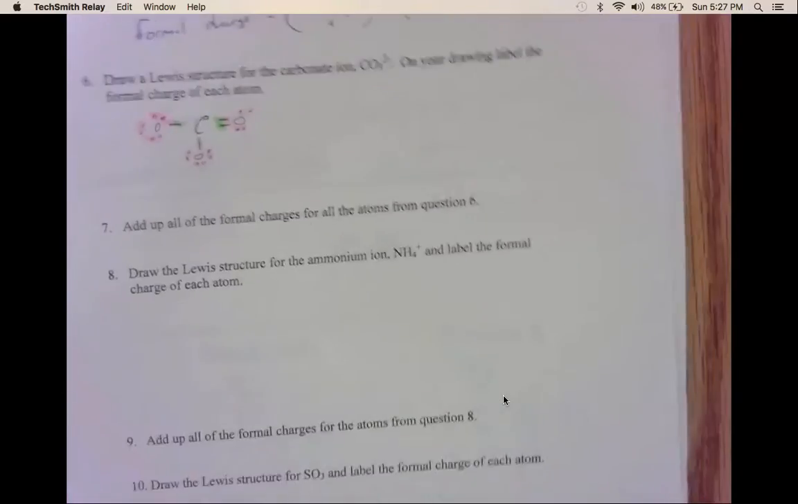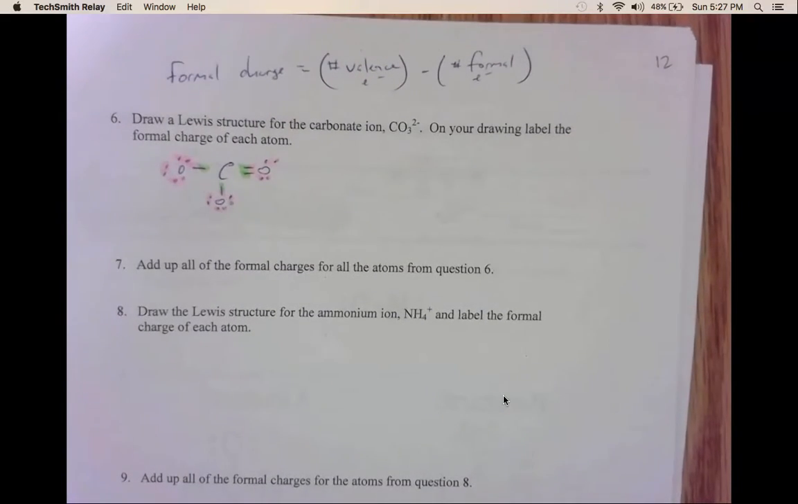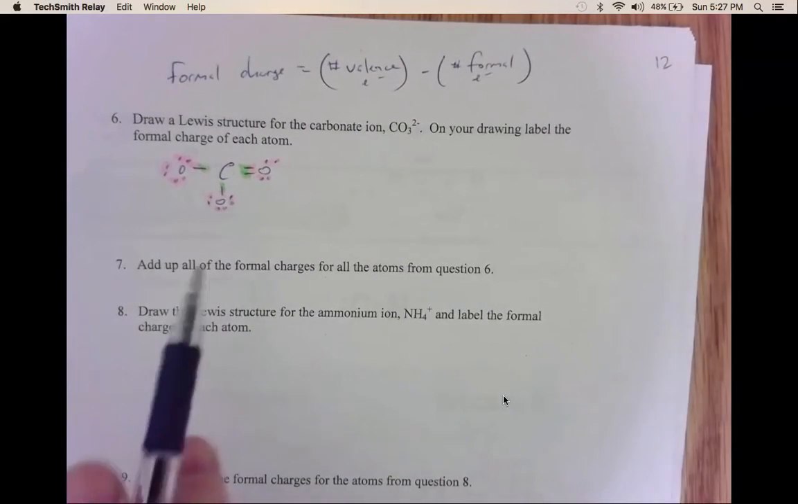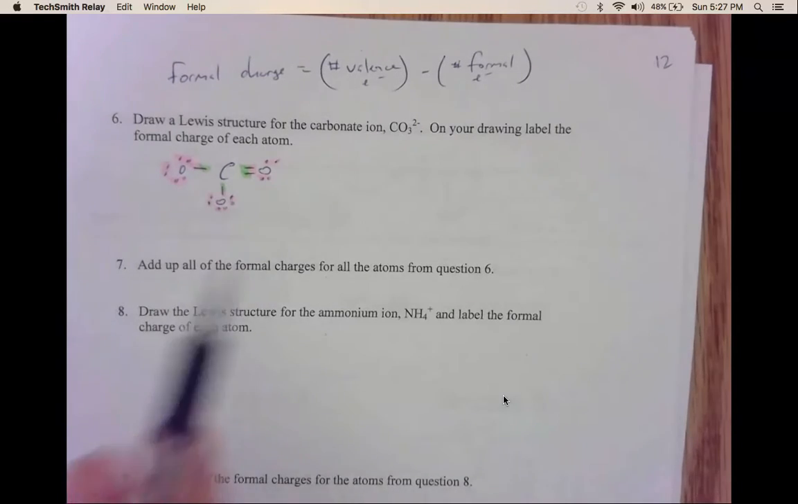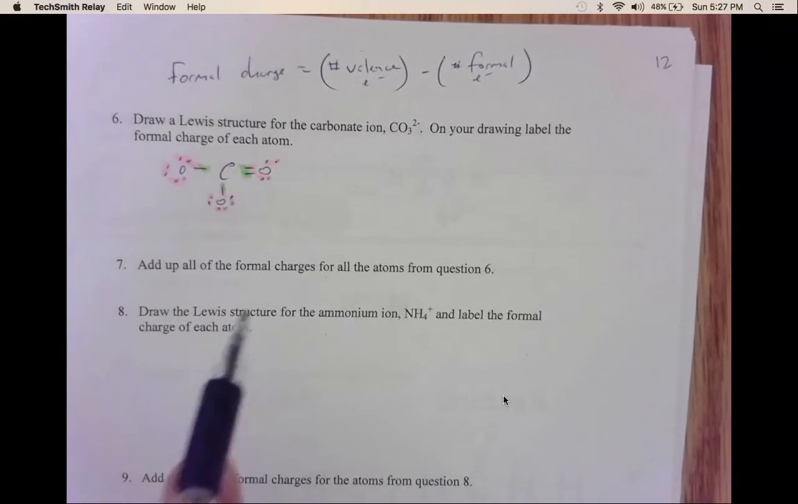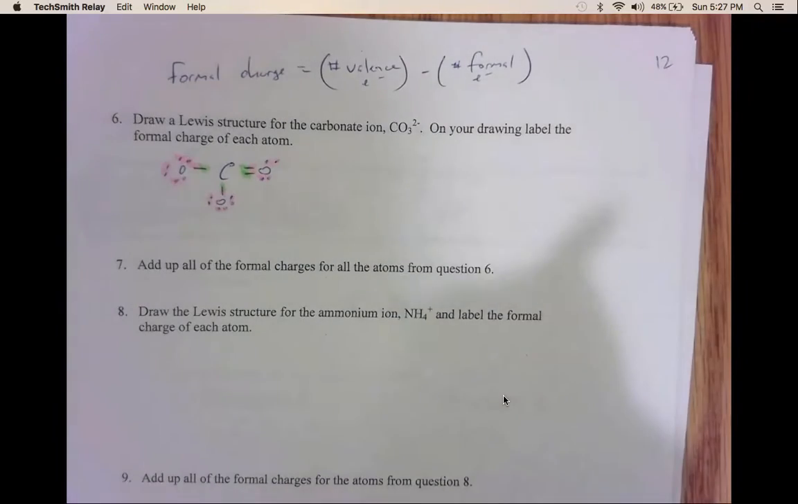So I know this can be very confusing. So we are going to take a lot of time in class to practice calculating formal charges. I was also going to do out number 6 for you guys, so you can see me do out number 6, number 7. That will help you with number 8 and number 9 when you work on those.